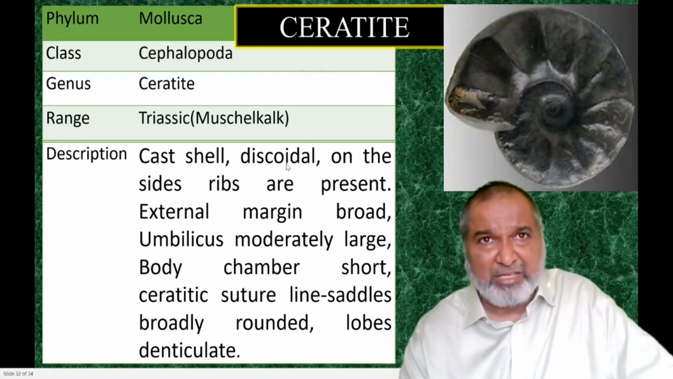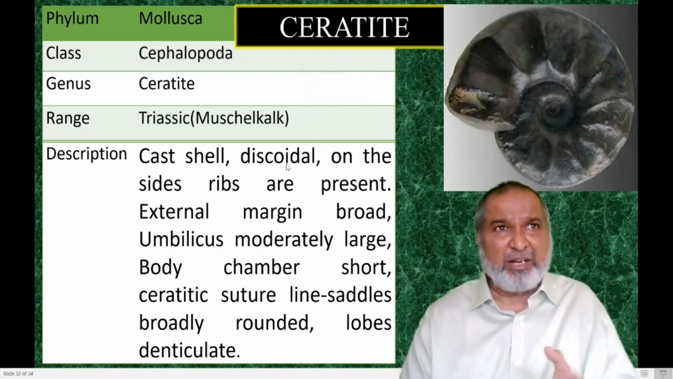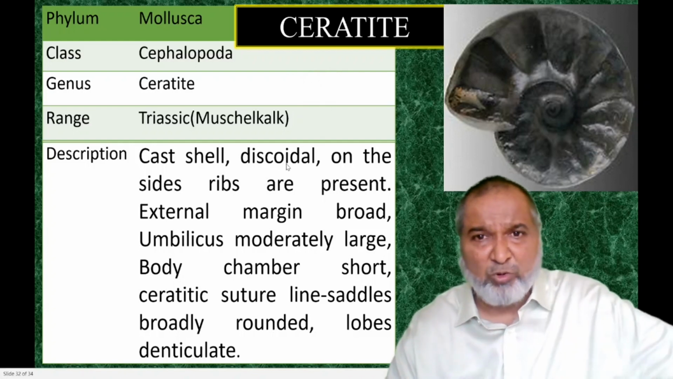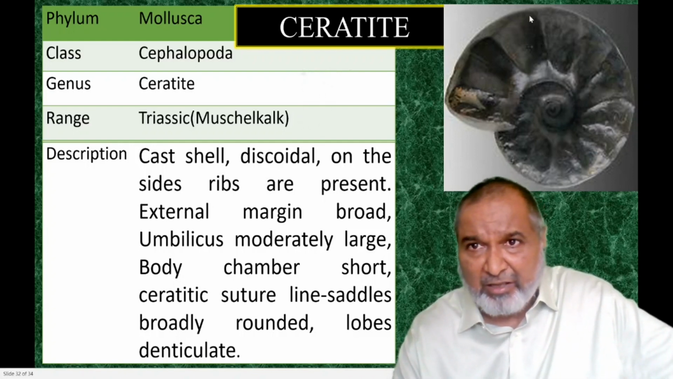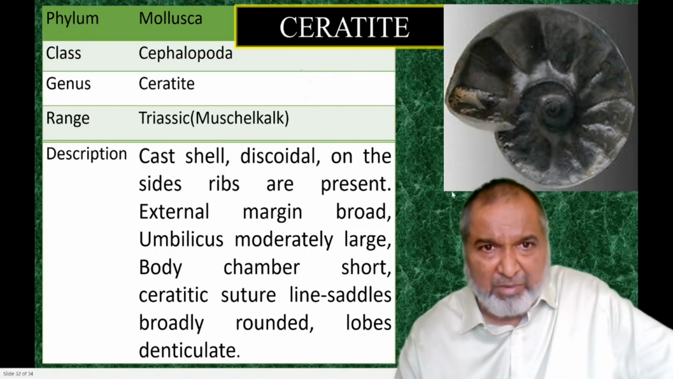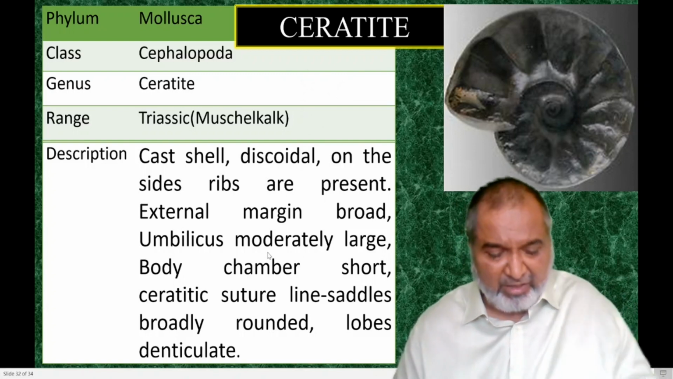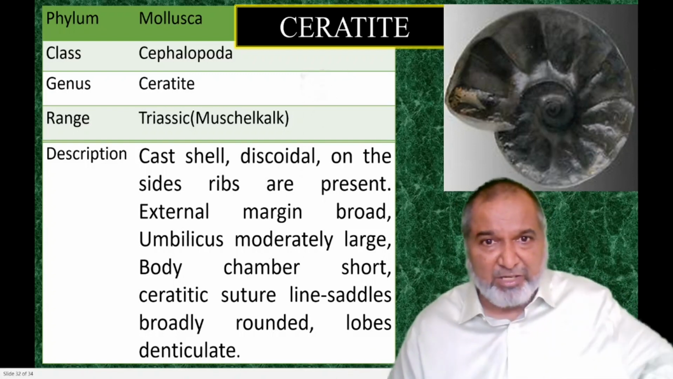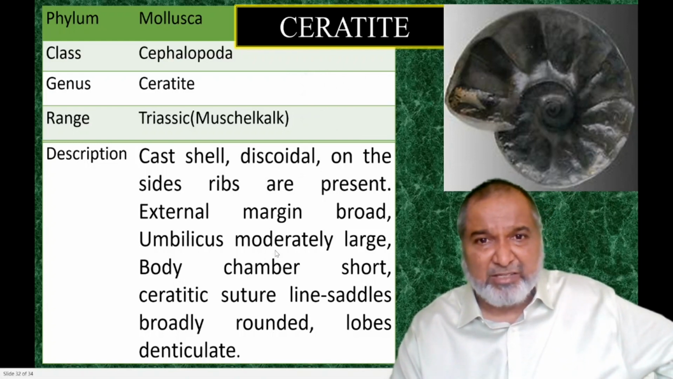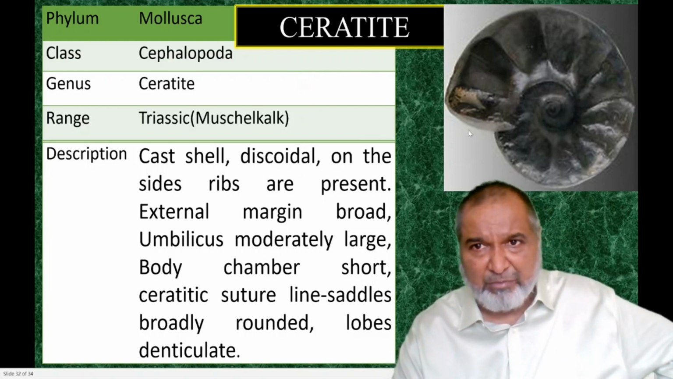Discoidal. Yes, discoidal. It is planispiral, but the shape is like a disc. On both sides, ribs are present. You can see these are the ribs. Yes, ribs are there on the outer margin. External margin is broad. Yes, when you are going to draw this one, the thickness will be very broad on the outer side. Umbilicus moderately large. You can see it is a broad one.